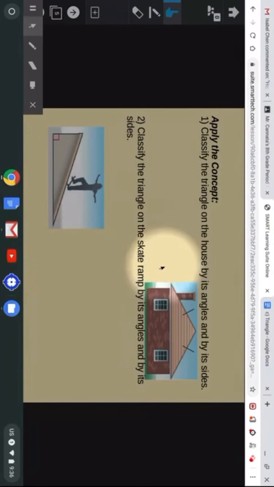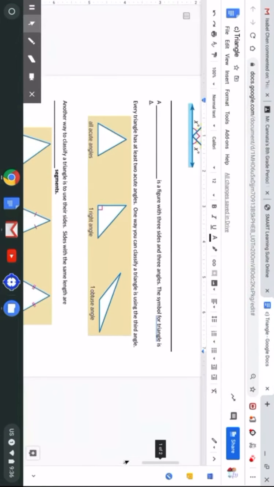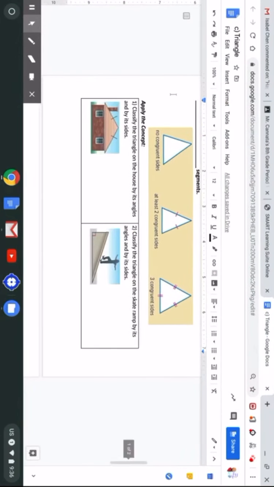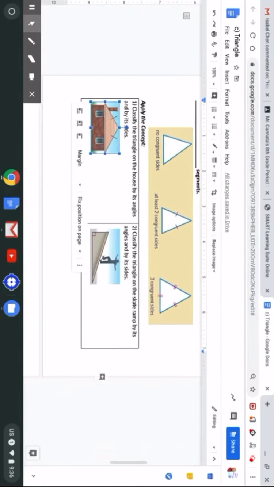Next, this is the picture. Now, notice sometimes the pictures aren't coming through. So what I'm suggesting is, if they aren't showing up, click it, and then click fixed position on page, and it'll then show up. Then we'll go through this.